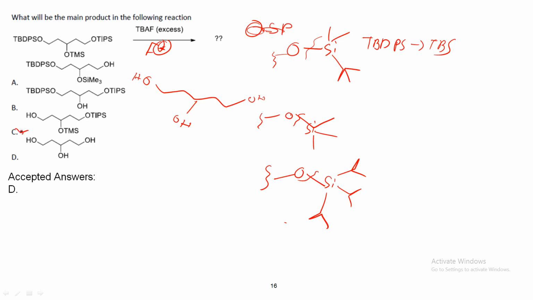Oh, D would be the answer, because in C you can see this protection is still there. So you can see the other options where some protection groups are unreacted, but it's F minus condition. It can be happening. All should be deprotected, and that's how it should be your answer.